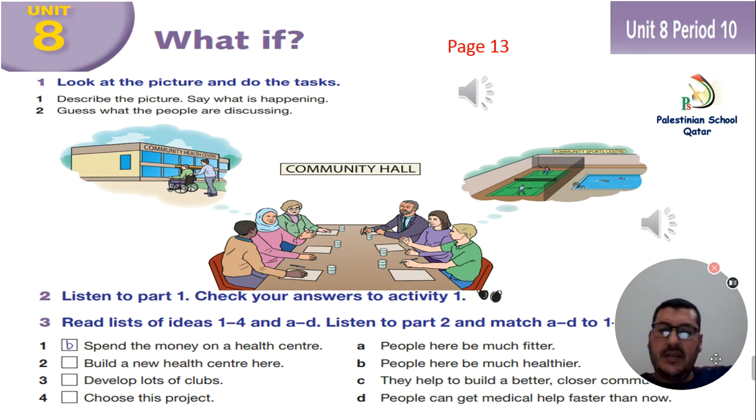And look here at these three pictures. Here we have a community hall, and here the people are sitting at the table and discussing something. This woman thinks about a community health center. Maybe she wants to do that, and the other man thinks about a sports center, for example. Okay, they think about building something like that, and they are discussing which one they want to choose.